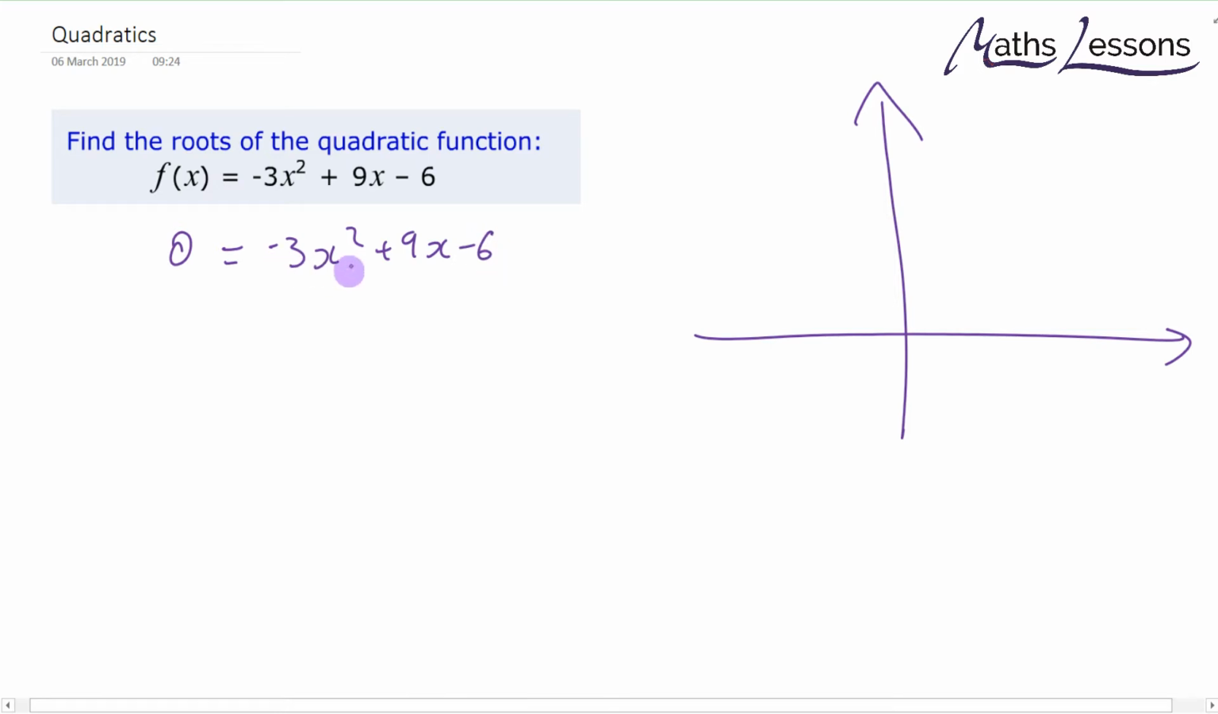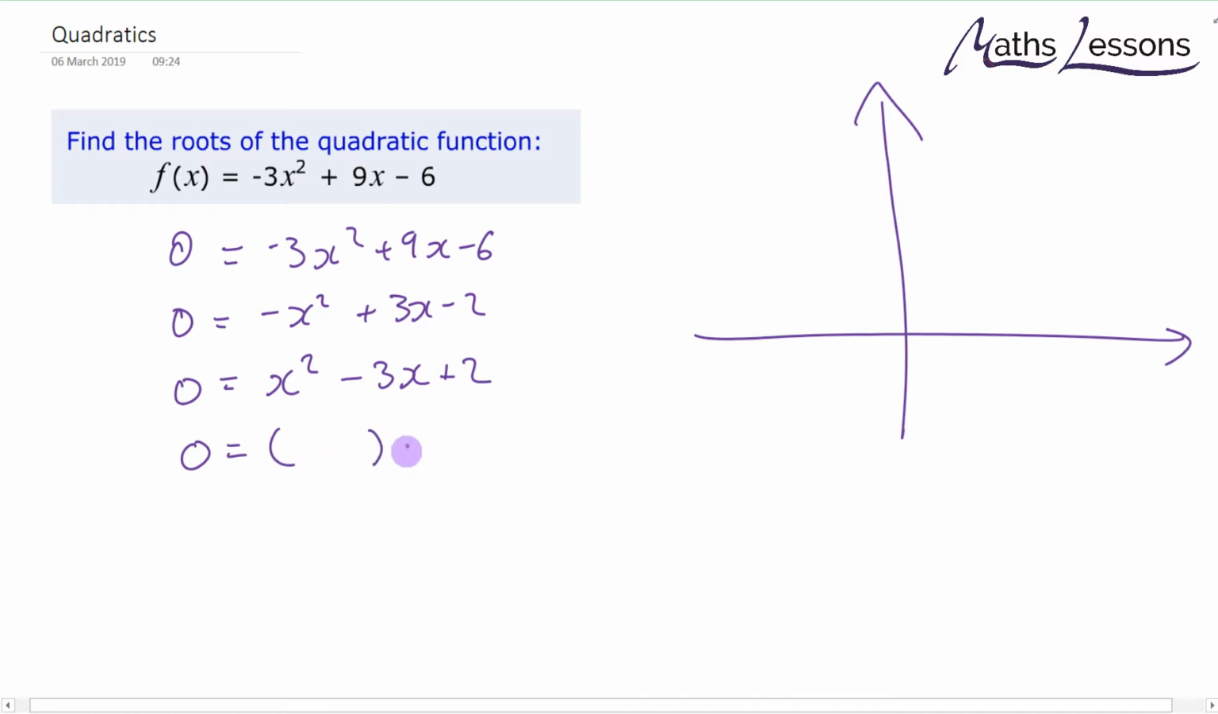And then we're going to simplify, we can see this is all divisible by 3. So divide by 3, divide by 3, divide this by 3. And then I'm going to change the signs, because most people prefer to factorise with positive x squared. You can factorise it as it stands, but a lot of people prefer positive x squareds. And then we're going to try and factorise this to solve this.